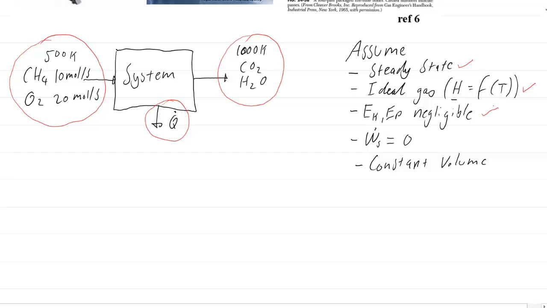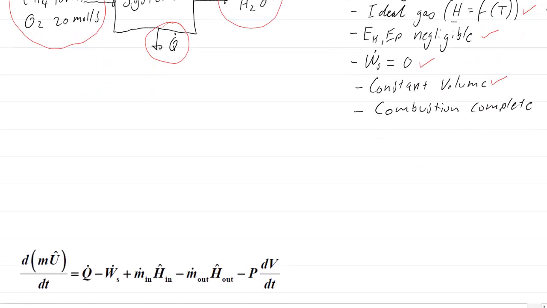The kinetic and the potential energy effects are negligible. That's perfectly reasonable compared with all the energy released by combustion. There's no work going on here, okay, so I'm not generating any work right now. The system's at constant volume. Now, the assumption that I haven't made yet is that the combustion is complete. Okay, so I need to make this assumption to be able to complete the mass balance for this system. So I start now by doing the mass balance.